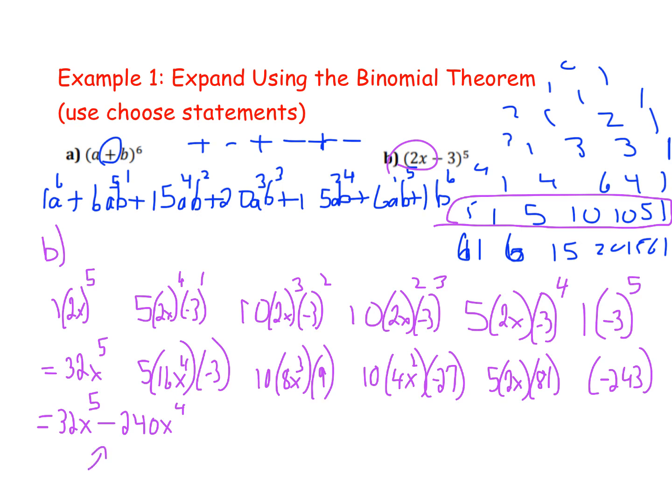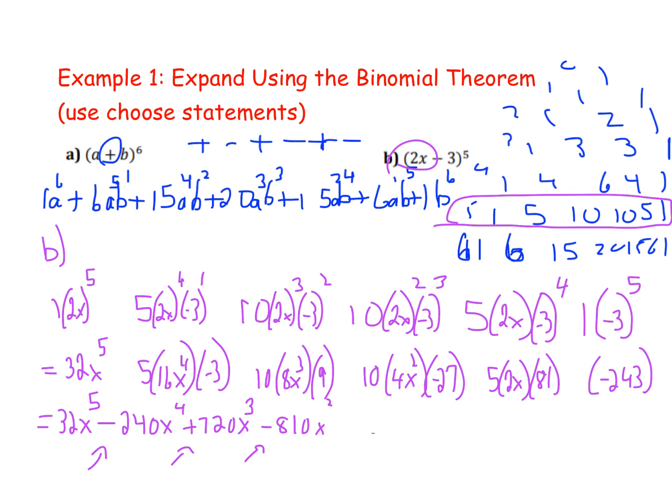Now we have 10 times 9 times 8, that's 720, and that's positive x cubed. And then we have 10 times negative 27 times 4, that's negative 810 x squared. And so we're going negative, positive, negative, and they're always going to alternate, okay? We know the next one's going to be a positive, and 5 times 2 times 81 is another 810 times, oh, I did the wrong one, I'm sorry. We already did that one.